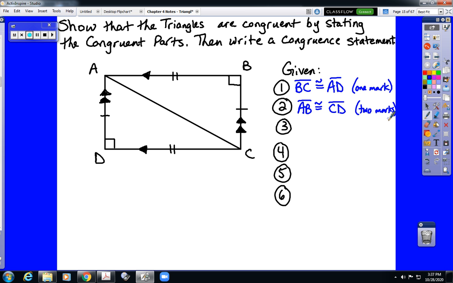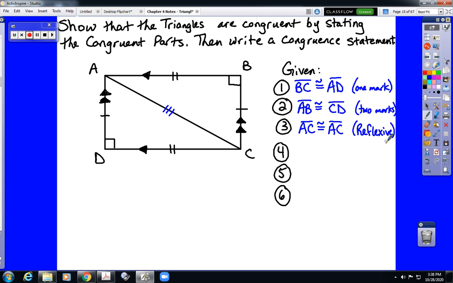So if we look at the 2 sides that we've already marked, the third side of each of those triangles, the third side of the top triangle is this side, AC, and the third side of the bottom triangle is also AC. So we need to come up with a reason why that third set of sides is congruent. And the simple explanation is that third set of sides is congruent because it's the same exact line segment. AC is the same, they share that side, they have a common side.